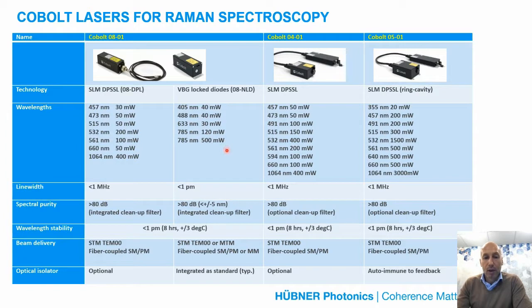The higher power 785 is a multi-transversal mode laser, which can then be coupled into a multimode fiber with core sizes down to 50 micron. We also offer optical isolators integrated as standard typically for the VBG locked diodes, and as an option for integration into the 08 and the 04 diode pumped lasers. The 0501 lasers are ring cavity designed, which means that they are pretty much immune to optical feedback.